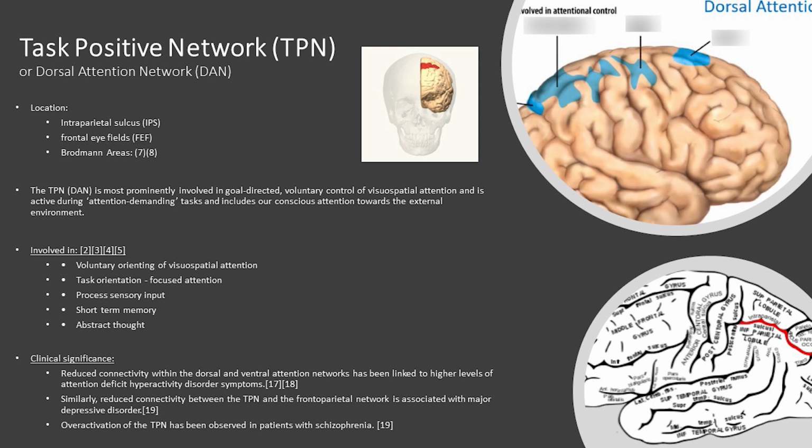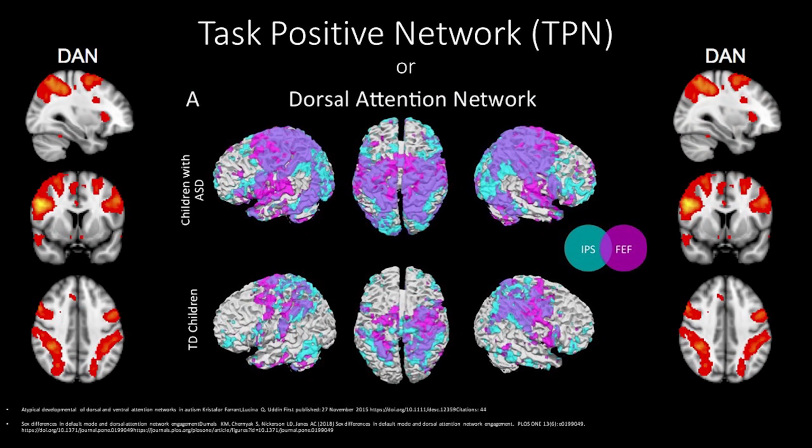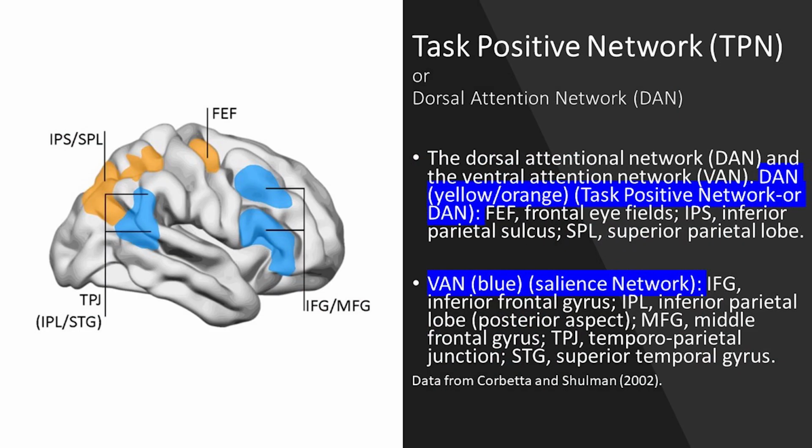And the clinical significance: we see reduced connectivity within the dorsal and ventral attention networks in ADHD, and similarly reduced connectivity between the TPN and the frontal parietal network is associated with major depressive disorder. Overactivation of the TPN has been observed in patients with schizophrenia. So this is just a quick look at where the task-positive network orients itself within the brain. And this image here actually shows the task-positive network in yellow and the Salience network in blue, so that's quite easy to visualize there.